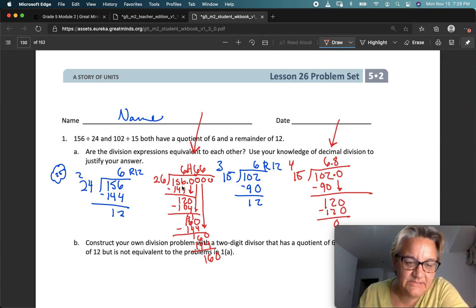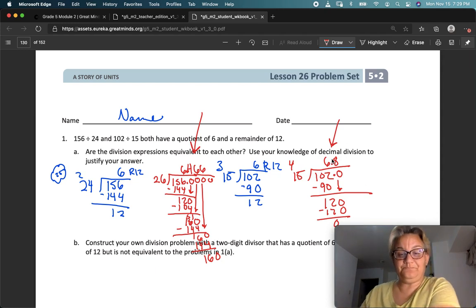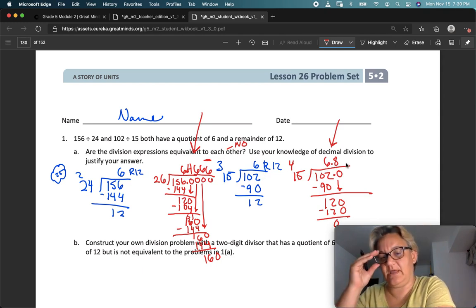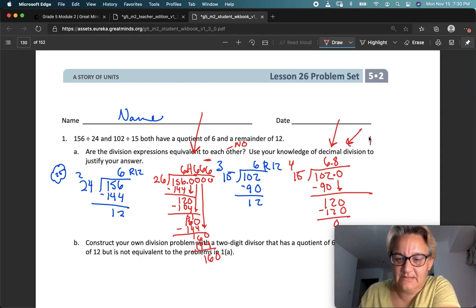Is this right? Did I do this answer right? 24, 2, 12, 13, 14, yes. 120. Four times. Okay, yes. So use your knowledge of decimal division to justify your answer. Are the division expressions equivalent to each other? No, they're not. And then here we can see because this is 6 remainder 12 and this is 6 remainder 12, but this in decimal form is 6 and 466 repeating, it goes forever, repeating. And this one is 6 and 8 tenths. Okay, so this one in fact is bigger than the other one. This quotient, 6 point 8, is bigger than this quotient.